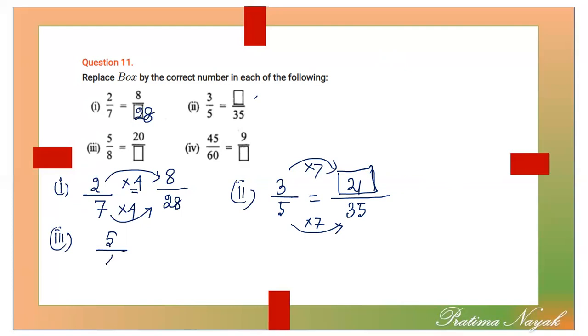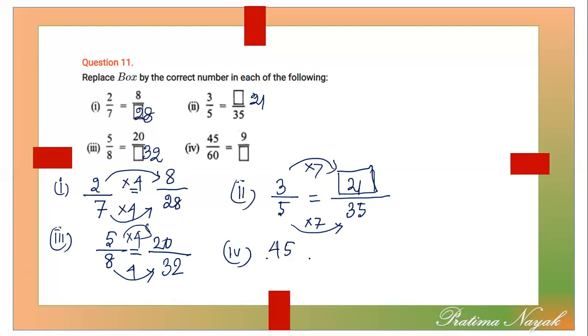5 upon 8 is equal to 20 upon this box. So 5 times 4 is 20. I'll multiply by 4 here. So it will be 32. So in the box, it will be 32 here. And here it will be 21. Now last part.